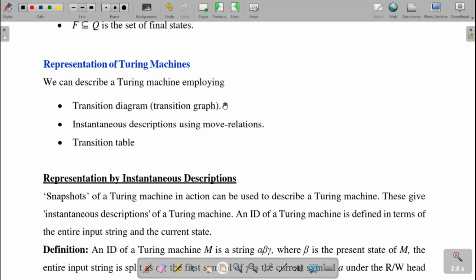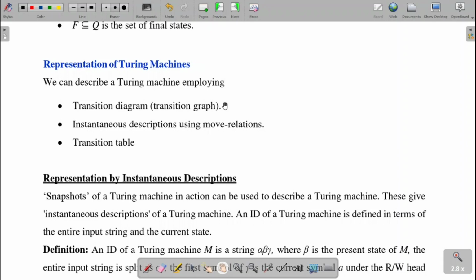The first one is a transition diagram. Second one is instantaneous descriptions using the move relations. The next one will be the transition table. These are the three representations we use for representing the Turing machines. The first one is a transition diagram, also termed a transition graph. The second one is instantaneous descriptions using the move relations, and the last one is the transition table.